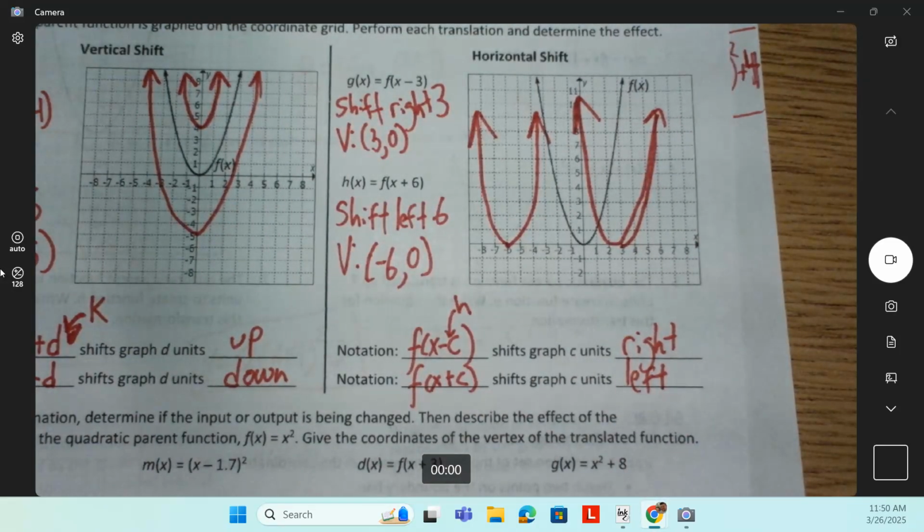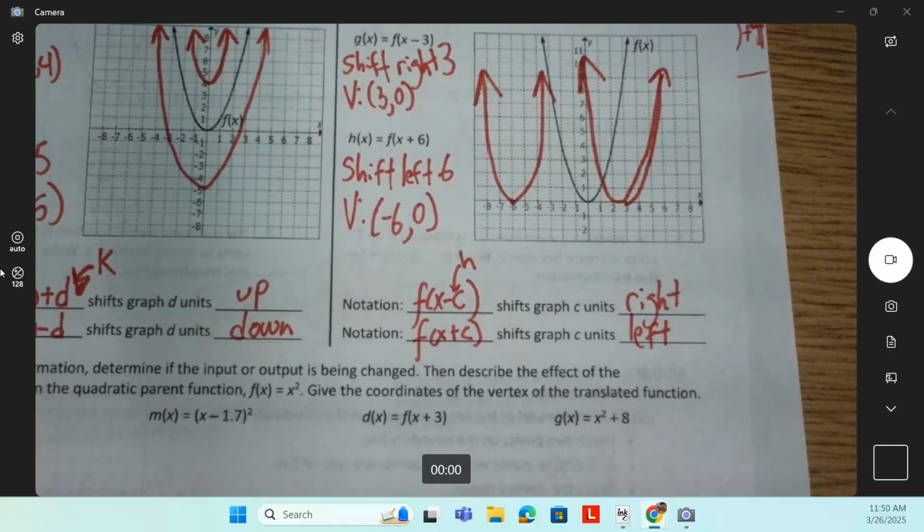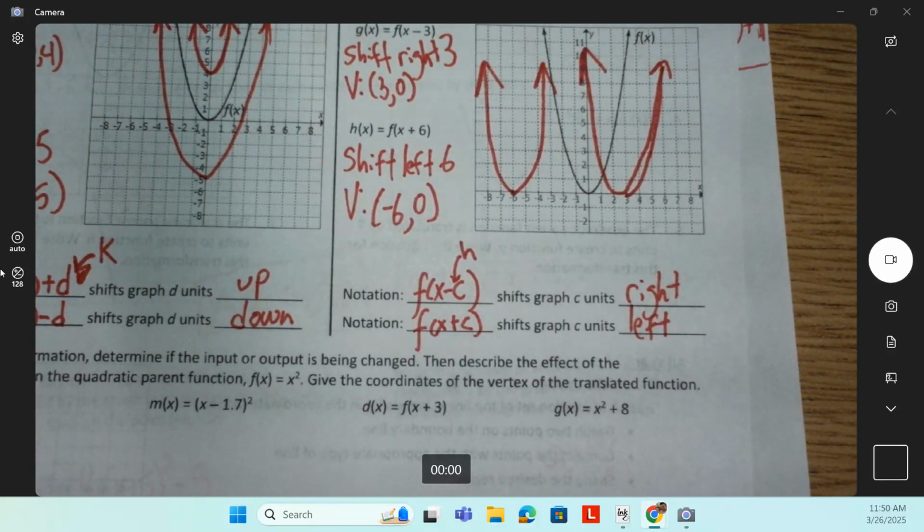And so when it says down here for each transformation, determine if the input or output is being changed and describe the effect. So basically, if it's outside the parentheses, that's going to be output. Inside the parentheses will be the input. So this is changing the y value. That's changing the x value.